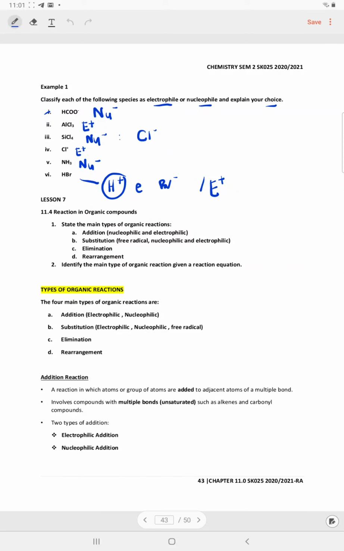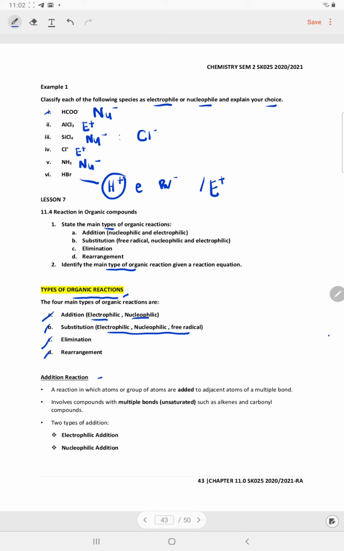Okay, so we continue to lesson 7, based on the main types of organic reactions, and also we try to identify the type of organic reaction. So in organic reactions, we have several types: additions, which involve electrophilic and nucleophilic processes; substitution, which has three processes: electrophilic, nucleophilic, and free radical; elimination reaction; and rearrangement reaction.